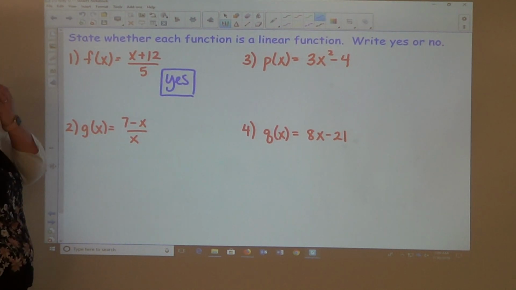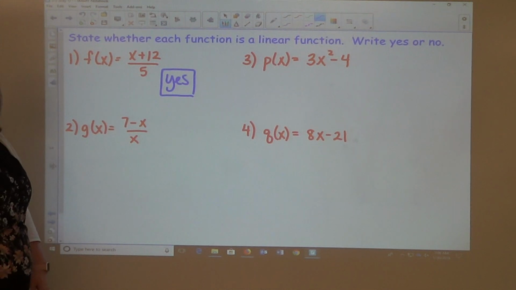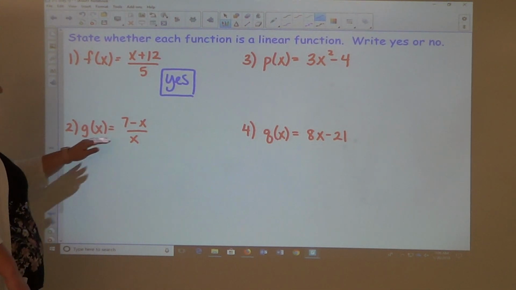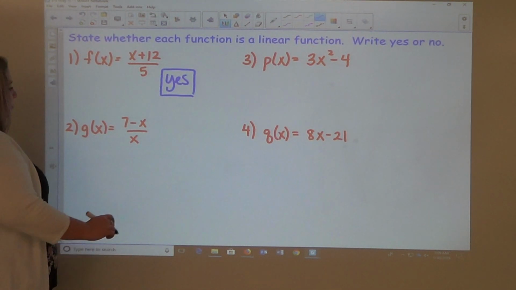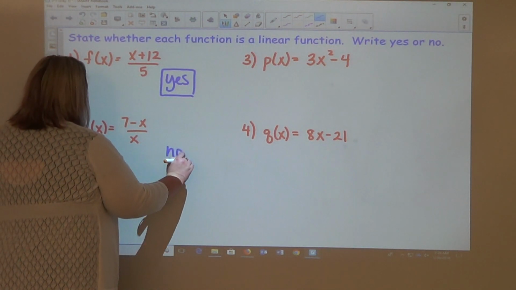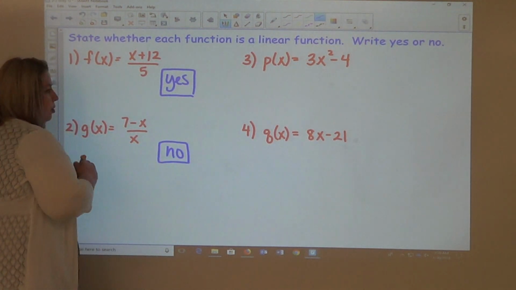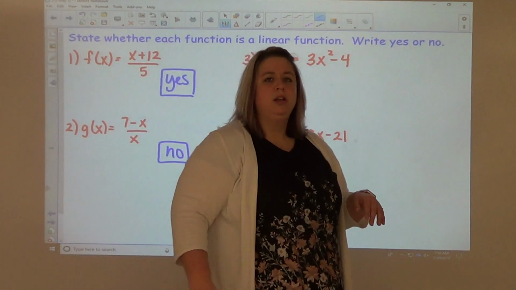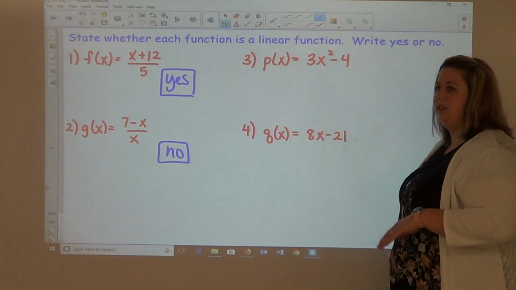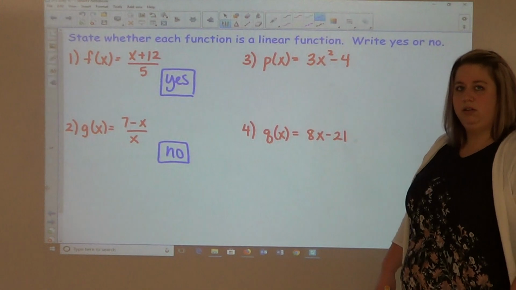Okay, but when I look at number 2, I can't have an x in the denominator. So as soon as I see that there's a variable in the denominator, automatically my answer is going to be no. You also can't have square roots. So if you see a square root of x, that's also not a linear function.